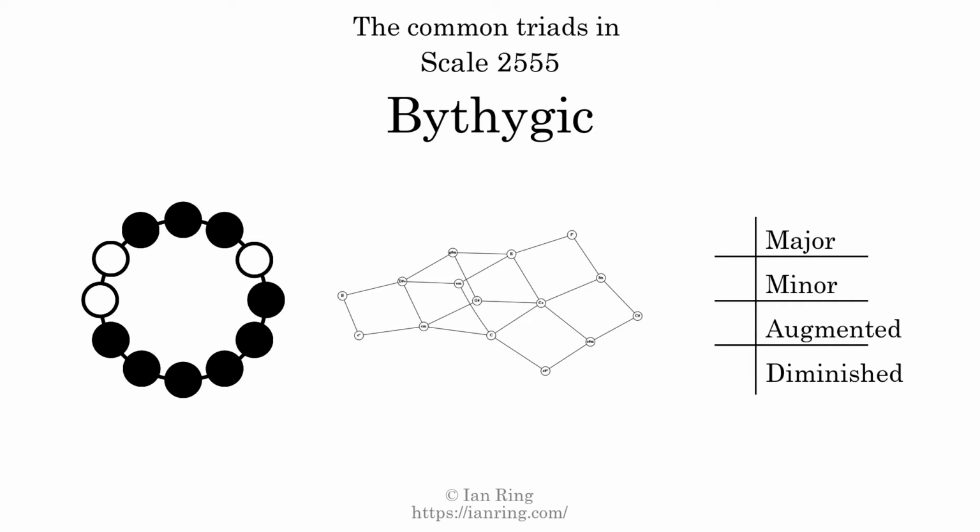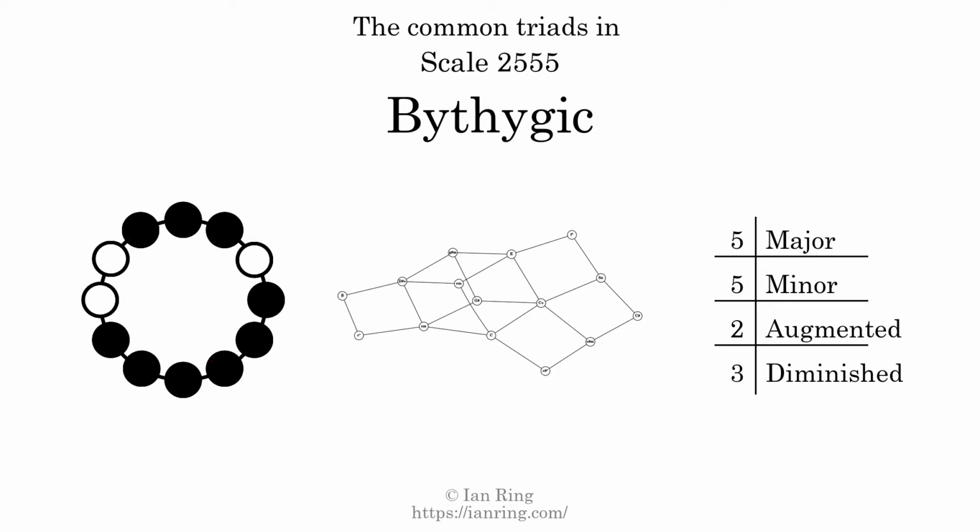The diagram in the center is a graph of parsimonious voice leading between triads. There are 5 major triads. There are 5 minor triads. There are 2 augmented triads. There are 3 diminished triads.